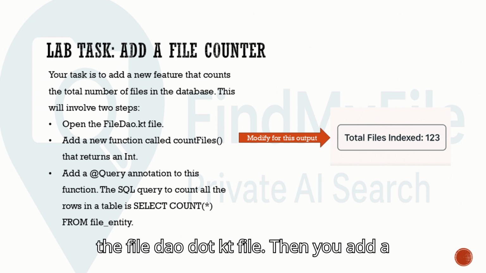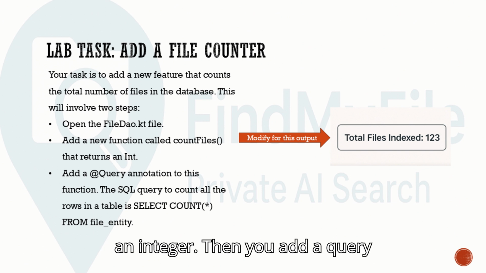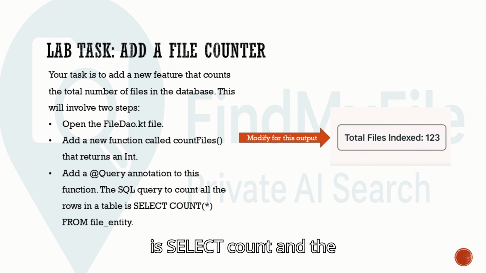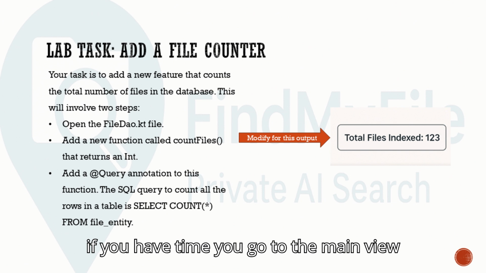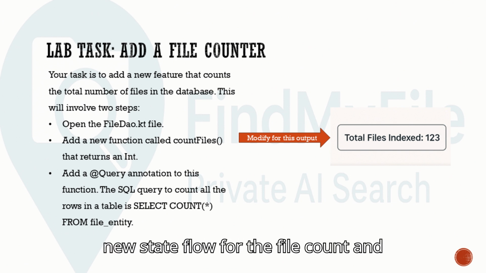So you open the file.kt file, then you add a function called countFiles that returns an integer. Then you add a query annotation to this function. The SQL query to count all the rows in a table is SELECT COUNT(*) FROM file_entity.